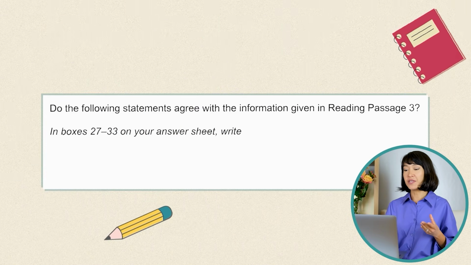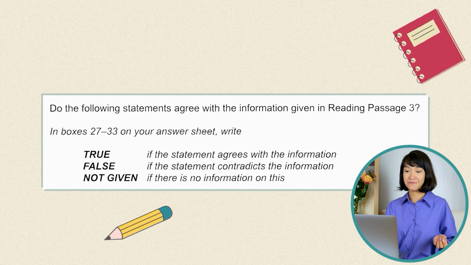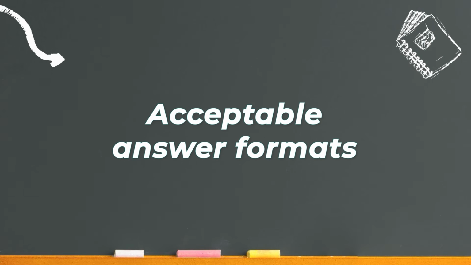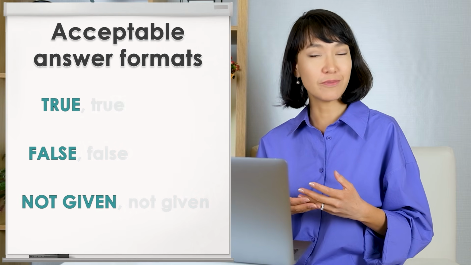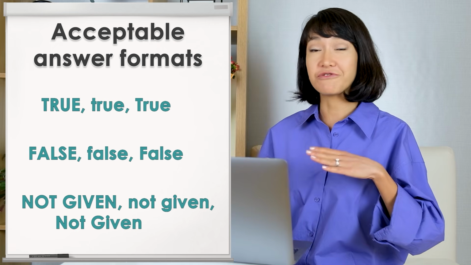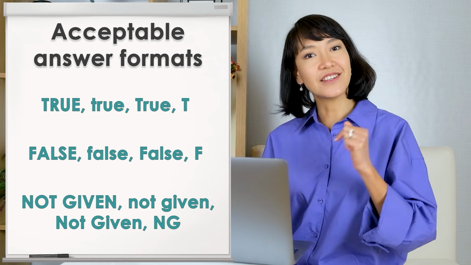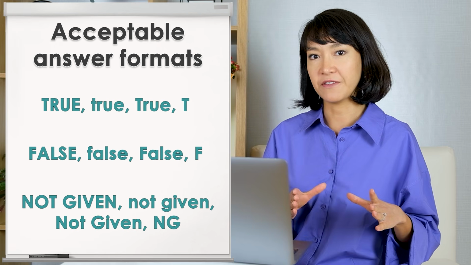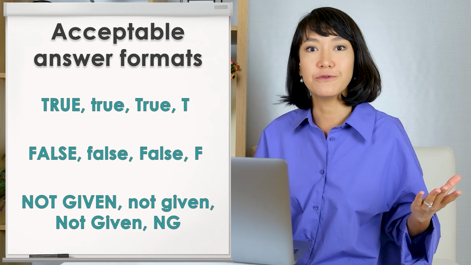Let's start with some quick and easy wins. The task reads, do the following statements agree with the information given in the passage? Answer, true, false, not given. So which answer formats are acceptable? You can write your answers in capital letters like in the task, or in small letters, or capitalize the first letter. Or actually, you can just write the first letter, T, F, and NG. But there is another type of task, yes, no, not given, which is very similar. What if you mix up the two and you answer yes instead of true?